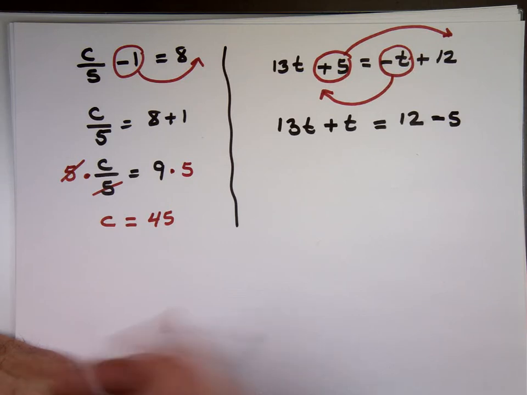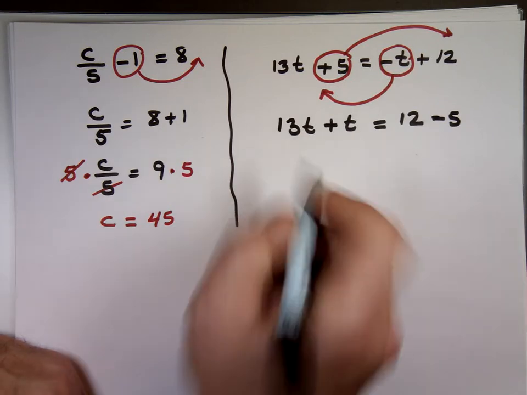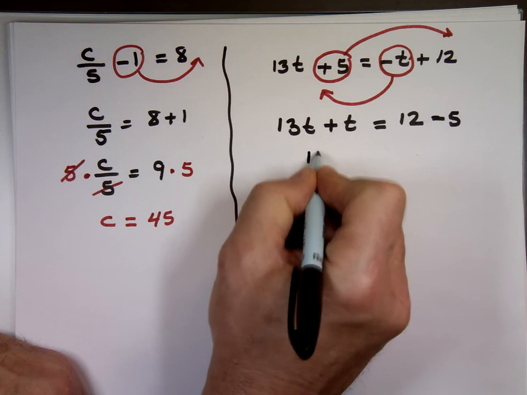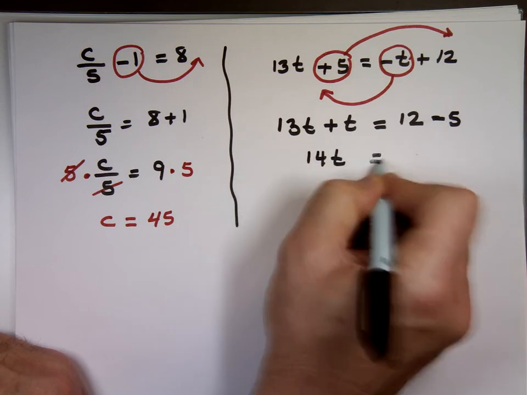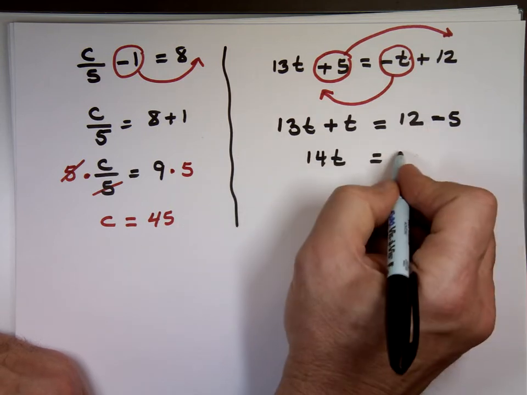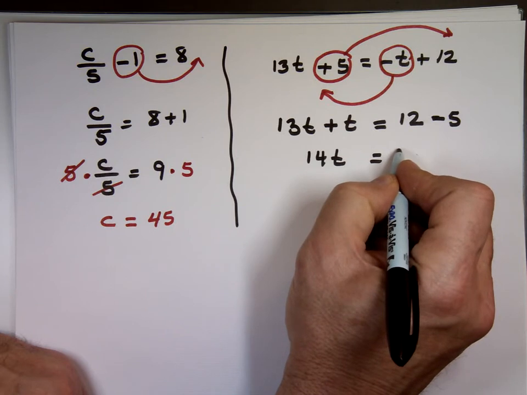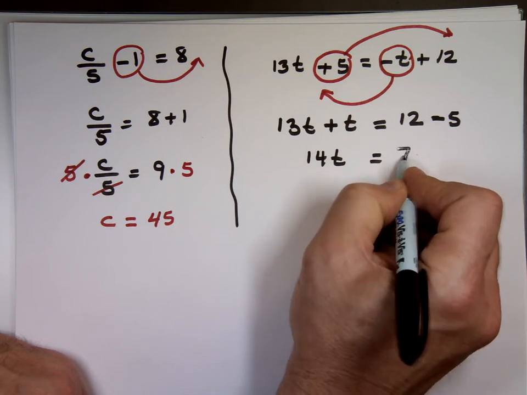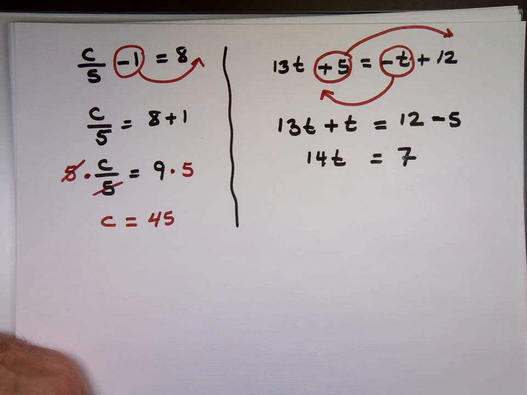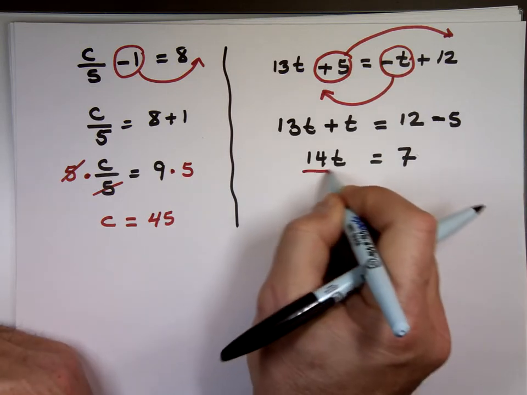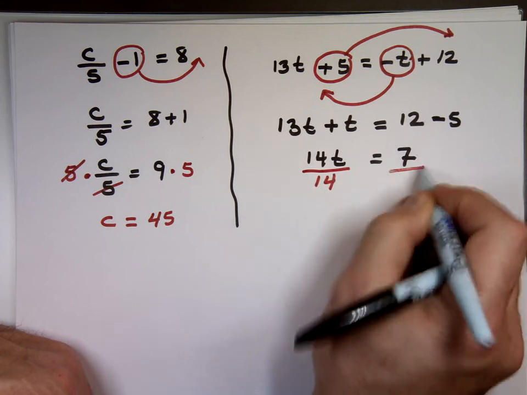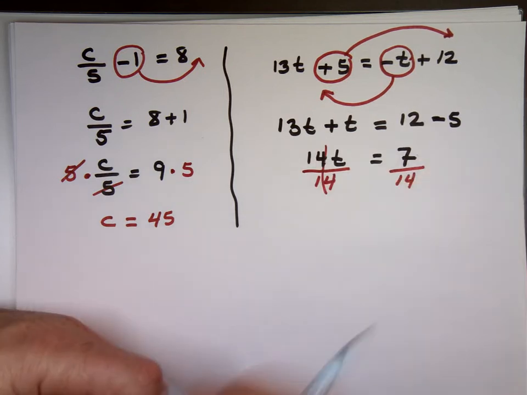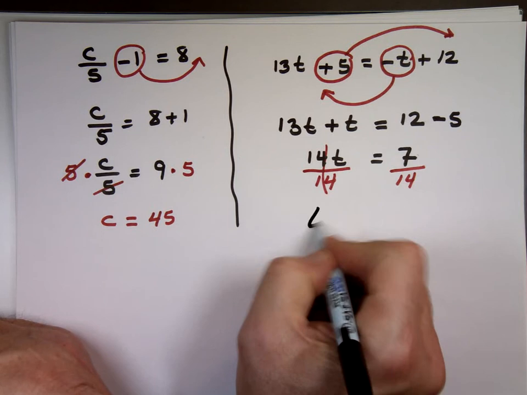What's 13t plus t? 14t, good. What's 12 minus 5? What is it? 7. And if you want to solve for t, you're going to divide now by what? By 14. What's t equal to? 1/2.